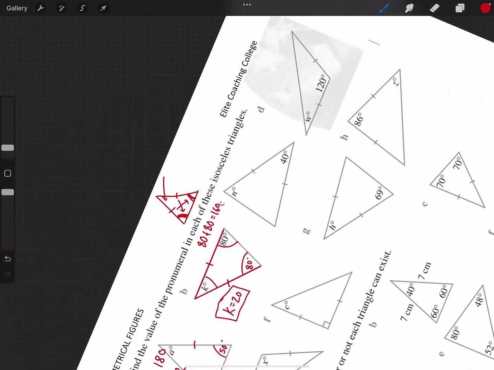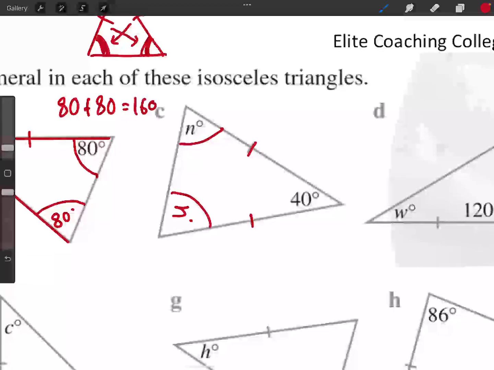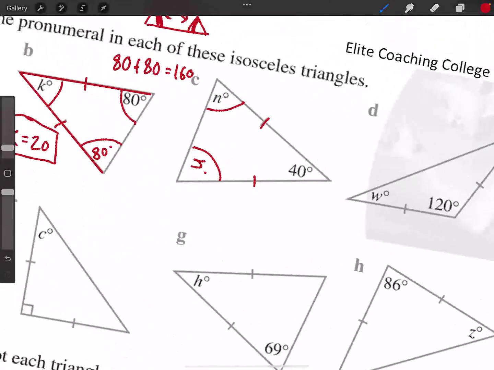All right, here we have another isosceles triangle, and these two lengths are the same, which means that these two angles must be the same. This must be n as well. That's because this one is n, so this one must be n. Actually, let me write it the right way up.